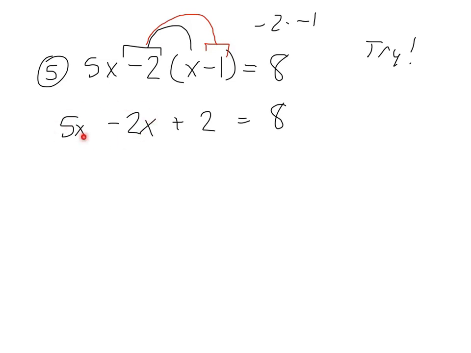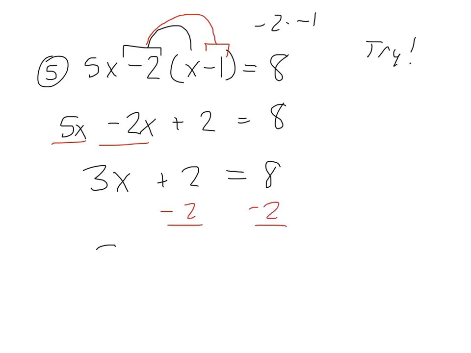Well, I see some like terms here that we can combine. 5x and a negative 2x, or you could think of it as 5x minus 2x. Well, that's of course going to get you 3x plus 2 equals 8. Okay, now we have to subtract 2 first from both sides, which leaves me with 3x. Those cancel, equals 8 minus 2 is 6.